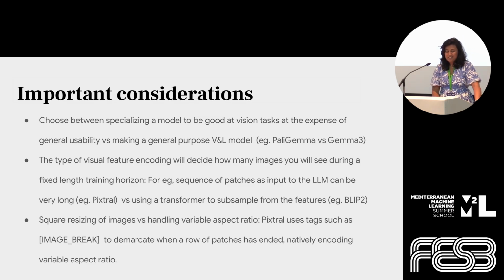Okay. Yeah, so the type of visual encoding also decides, like I was saying earlier, how many images you'll see. Of course, the more images you see, the better your model is going to be. And that's why BLIP-2 basically tries to do this. The query transformer tries to reduce the amount of visual tokens that will go into your LLM, as opposed to, for example, Pixtral, which passes all of the patches at the output of the encoder.